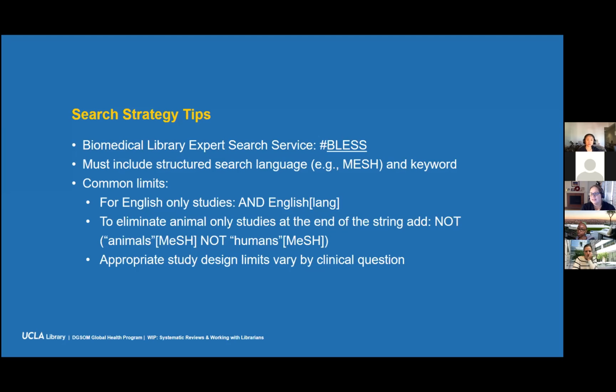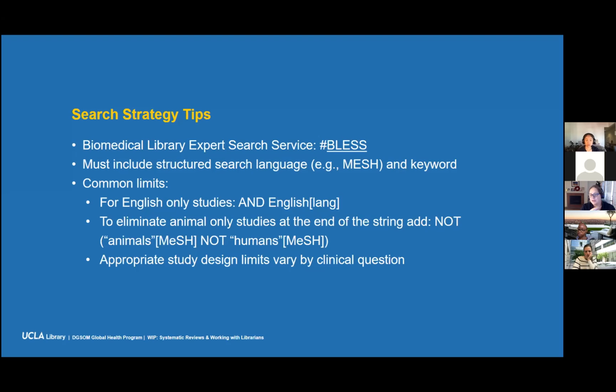English only studies can be one limit that many people use. I don't always recommend that for systematic reviews, but I know that as American researchers, we're often not fluent enough in our second or third language to be able to read the scientific literature in that capacity. So we'll use English as an option to just limit to English language studies.